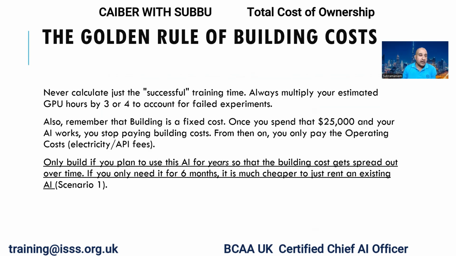So, golden rule of building cost: you can never calculate only your successful training time. Calculate also for the failed attempts, because nobody's going to do failed attempts free of cost.